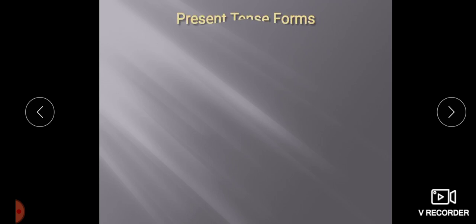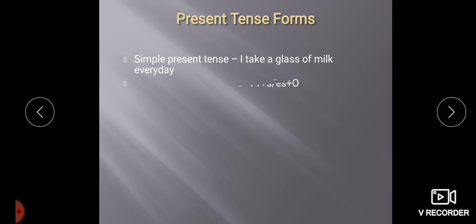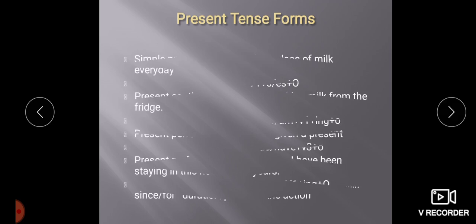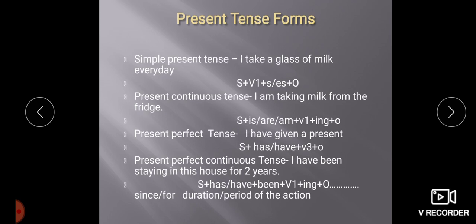Moving on, present tense forms. There are four types of present tense forms widely used in the English language, namely simple present tense. Example, I take a glass of milk every day. Subject plus first form of the verb followed by s or es plus object. Present continuous tense, I am taking milk from the fridge. Subject plus is or are or am plus ing form of the verb plus object.